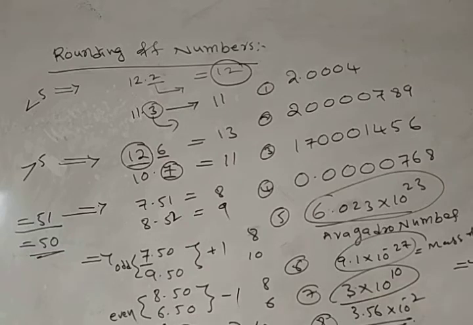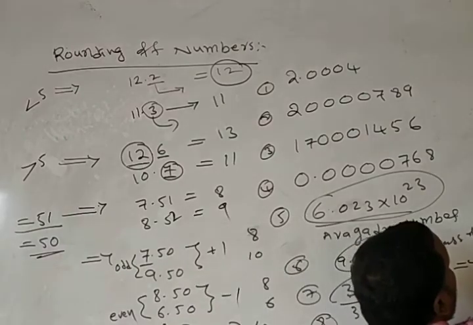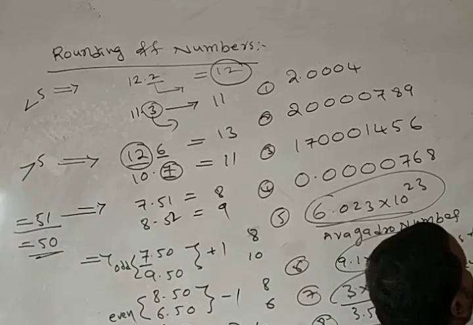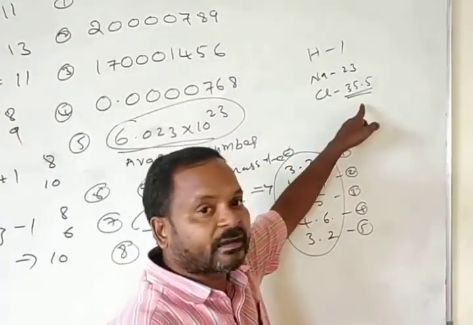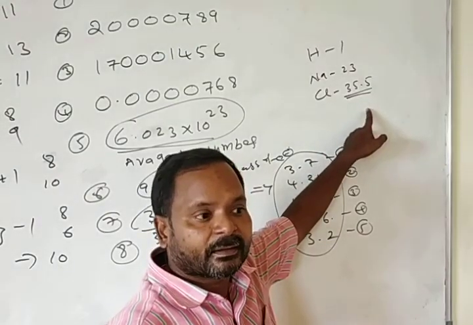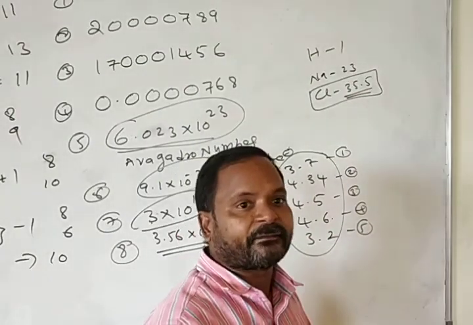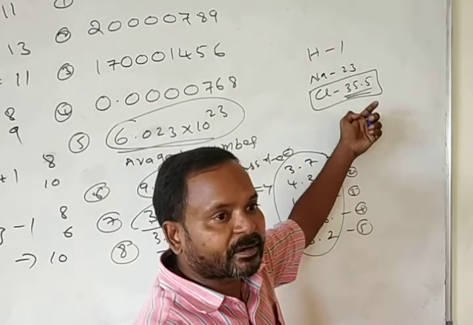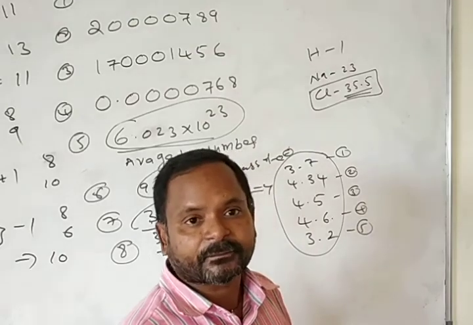Average molecular mass. Hydrogen molecular mass is 1. Hydrogen atomic mass is 1. Sodium atomic mass is 23. But chlorine atomic mass is 35.5. Why is the chlorine atomic mass 35.5? This is the average atomic mass of chlorine. We'll see in continuation what the average atomic mass of chlorine is.